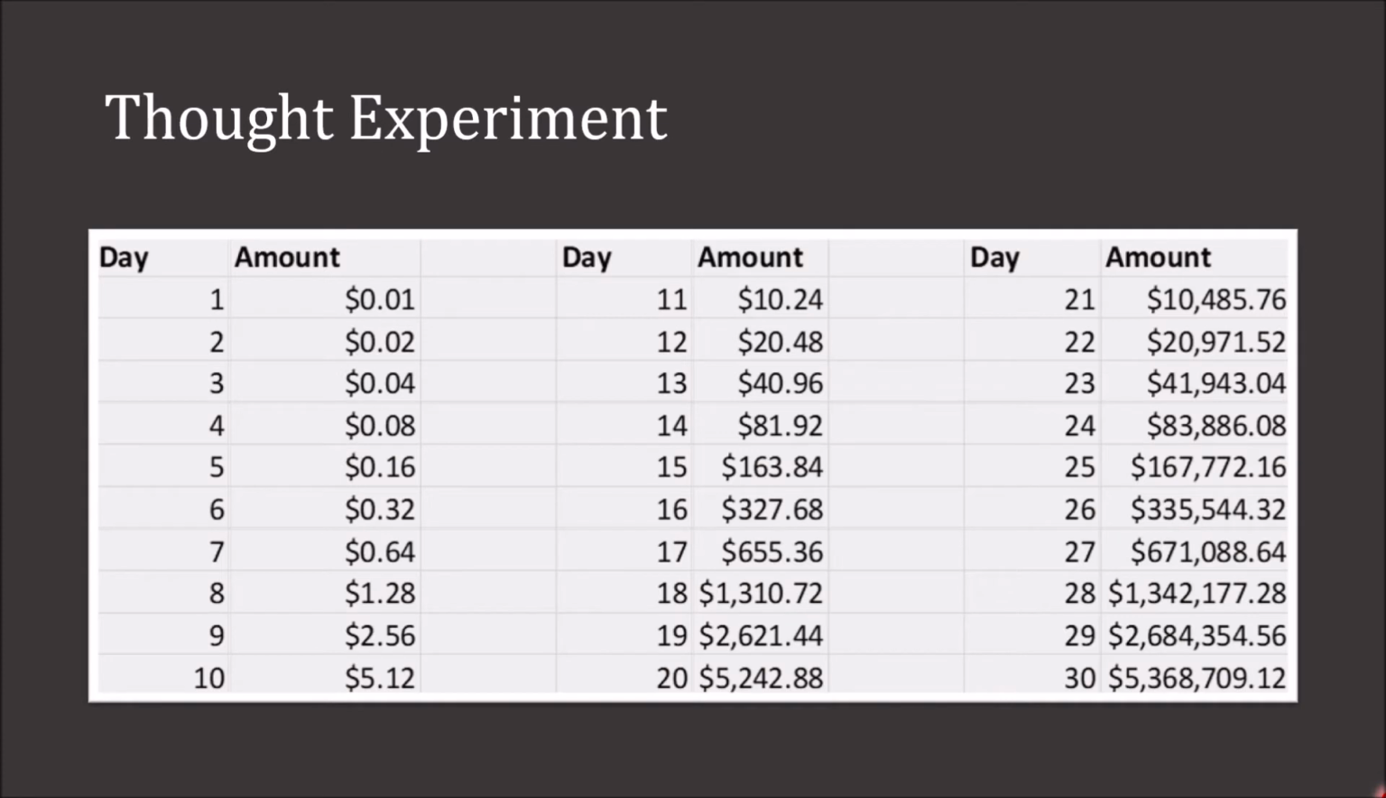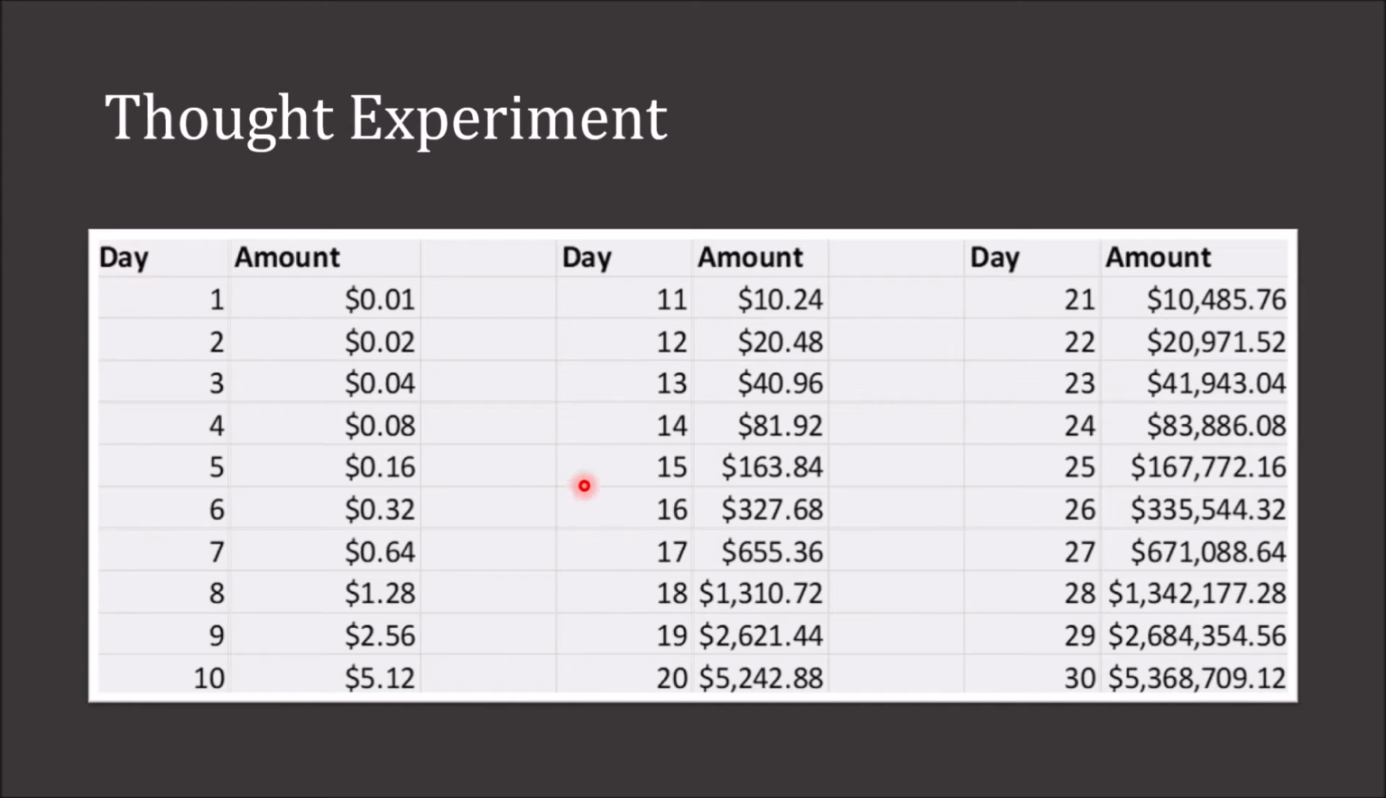So here's a table that shows the day and the amount that you would have. So on the first day, you have a penny. And remember, it doubles every day. So on the second day, you would have 2 pennies. Then you would have 4 pennies, 8 pennies, 16, and so on and so forth.